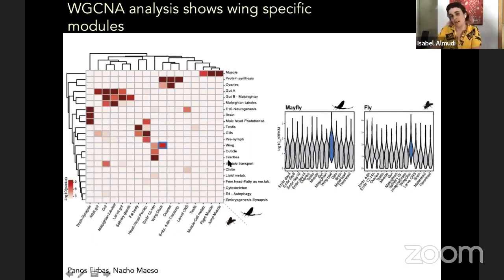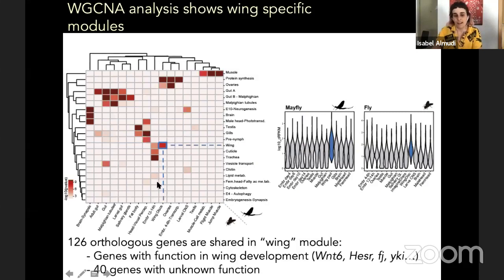Something quite nice and interesting was that the genes that were associated into the wing cluster in mayflies were really similar or related to the genes that were located in the wing disc of Drosophila melanogaster, indicating a conservation of the transcriptomes of these two species. Moreover, we have 126 ortholog genes that were shared between the two modules, and some of them have already a known function in wing development, but there were others that not.